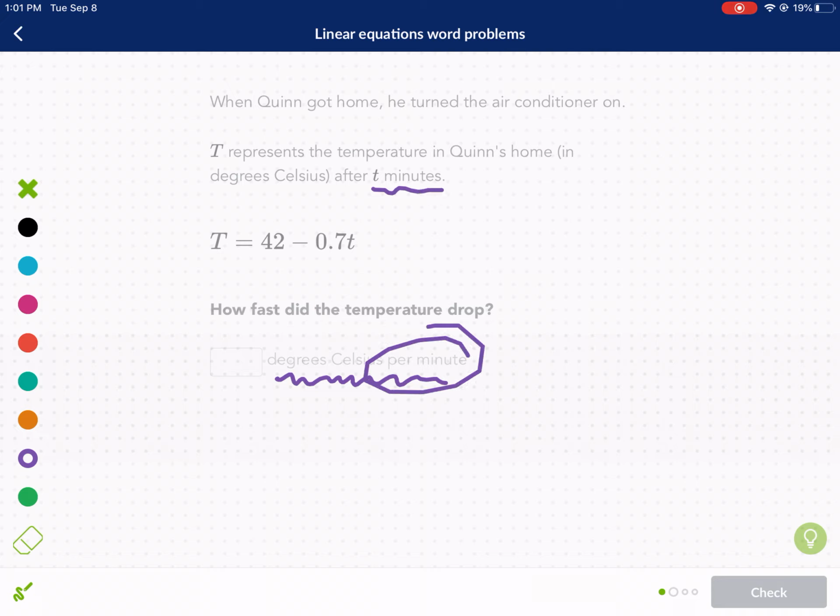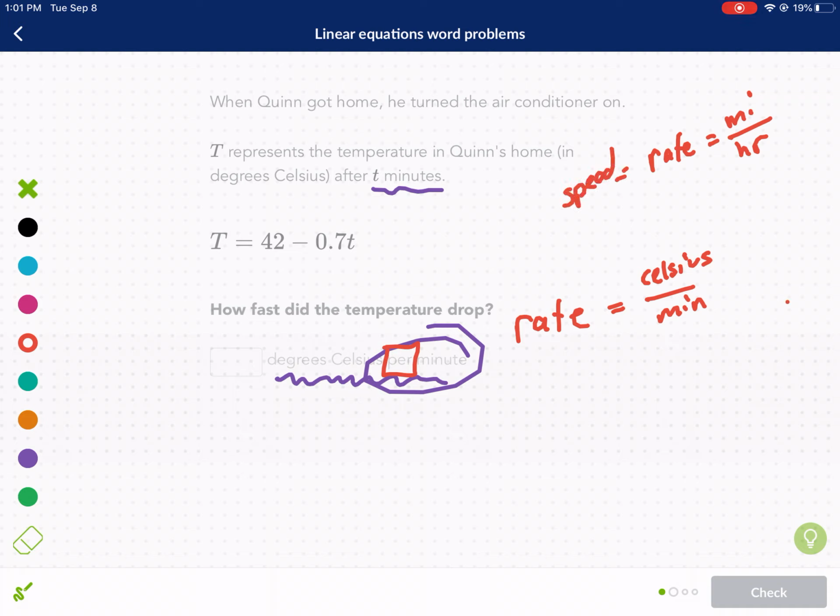Here's the giveaway here. Anytime you see the word per, we are talking about a rate. So rates are like cats, they have a per, okay? So rate, something per something. In this case, it's Celsius per minute. That's our rate. The most common rate you see is miles per hour. What type of rate is that? That is speed. So speed is often associated with rates. In this case, it's temperature. So you can have a temperature rate.